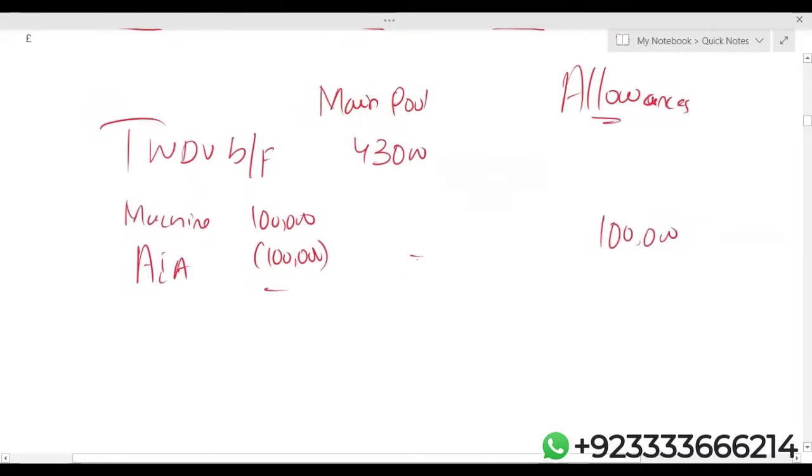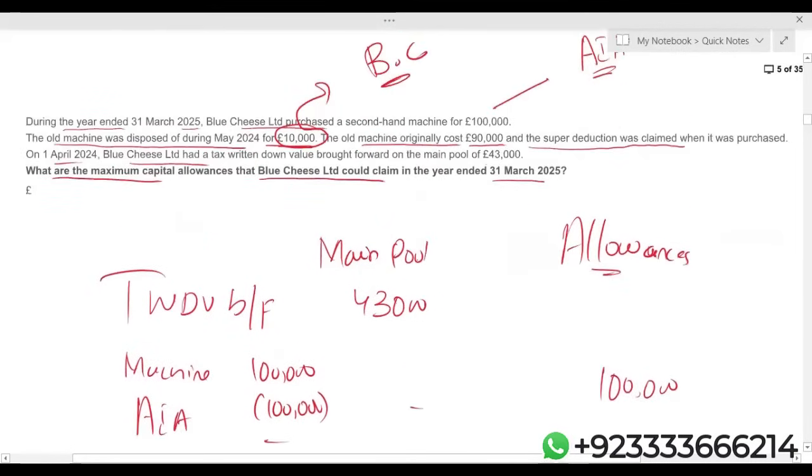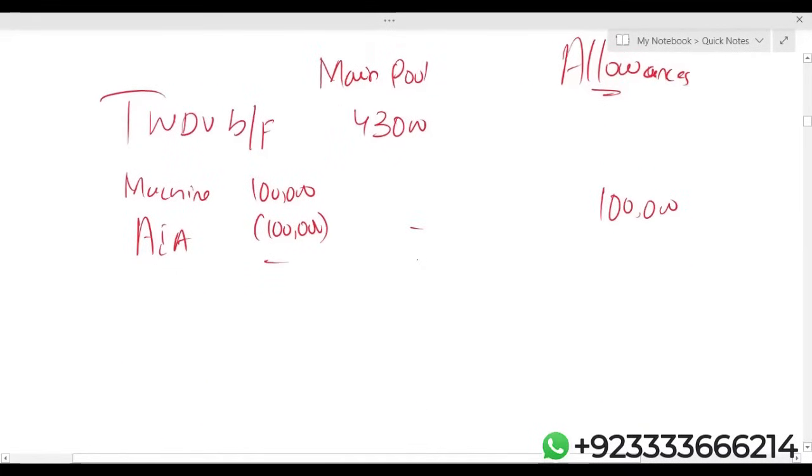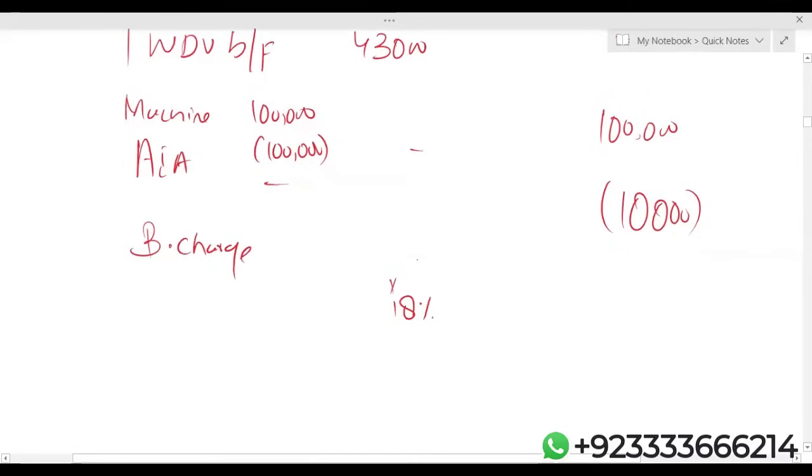Now we sold a machine against which previously we have taken the super deduction. So the entire 10,000 becomes your balancing charge. So directly I'm writing balancing charge 10,000. Balancing charge will reduce your capital allowance. On the main pool, we'll directly apply now simply 18%. Let's take 18% of 43,000. I'm getting 7,740.